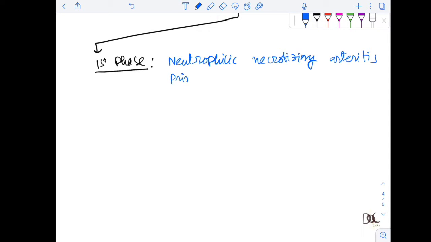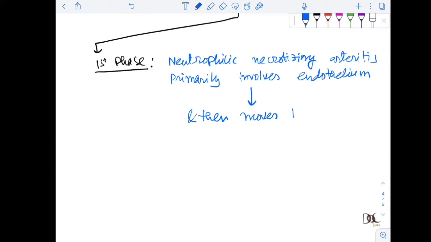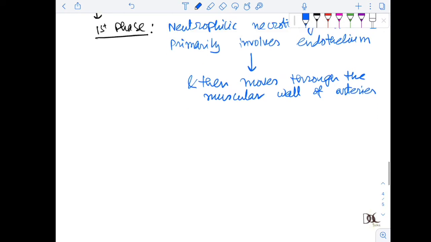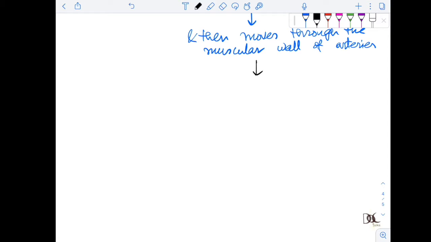It primarily involves the endothelium, right? Then it moves through the muscular wall of the arteries, right? And what will this create? Saccular aneurysm, right? Saccular aneurysm. That's the first phase.